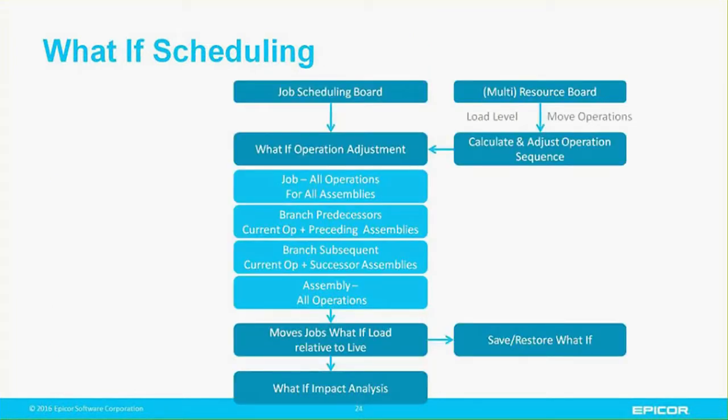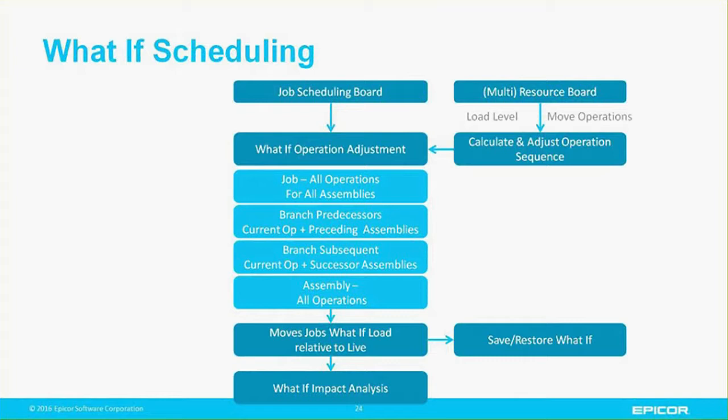Whenever a what-if scheduling adjustment is made to an operation on a job, or to a job itself through the scheduling boards, the master scheduler can select what impact the adjustment should have over all the other operations with the job across multi-level sub-assemblies within the job.